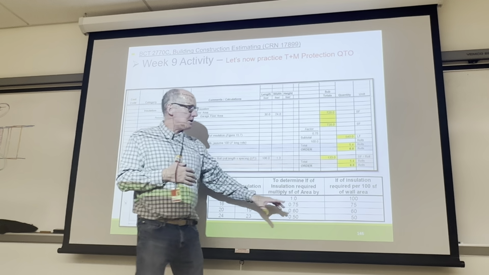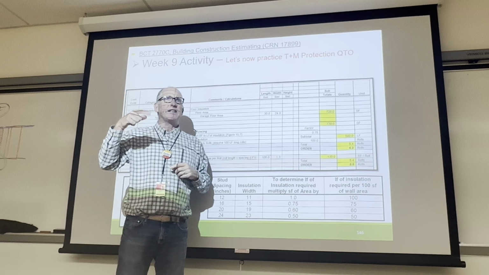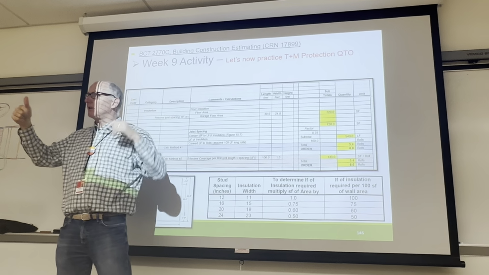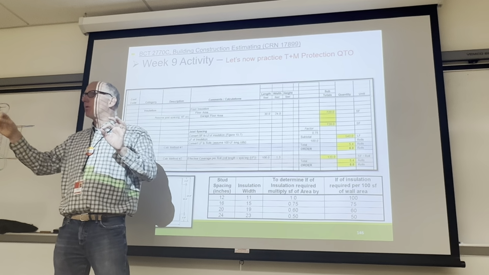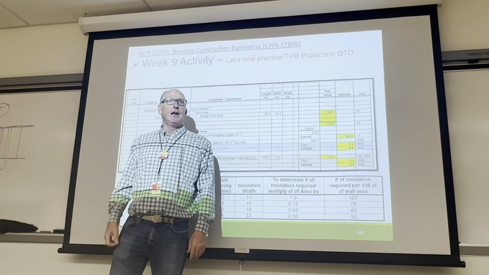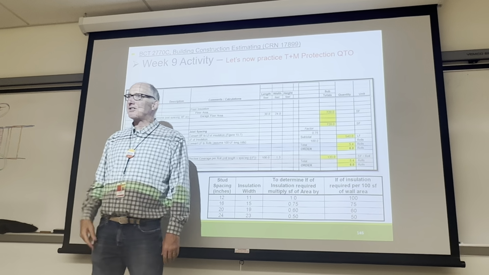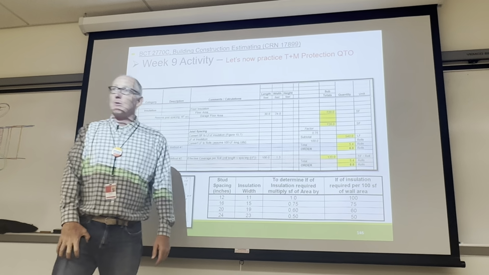Key item is the assumptions. How long is a roll? In the exercise I'm prompting you with, it says the roll is assumed 100 feet. I'd recommend you go to Home Depot or Lowe's, go down the insulation aisle, look at those rolls, see what those rolls are made up of. How long are they really?